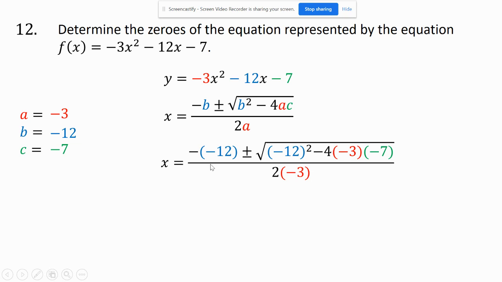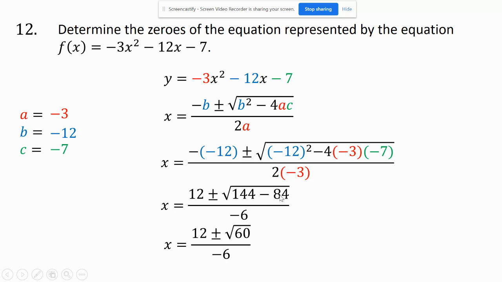As I put these in, opposite of negative 12 is a positive 12. Negative 12 times negative 12 is 144. And 4 times 3 is 12 times 7 is 84. But a negative times a negative times a negative makes it negative 84. And 2 times negative 3 is negative 6. So what I'm going to end up with is 144 minus 84, which is 60.